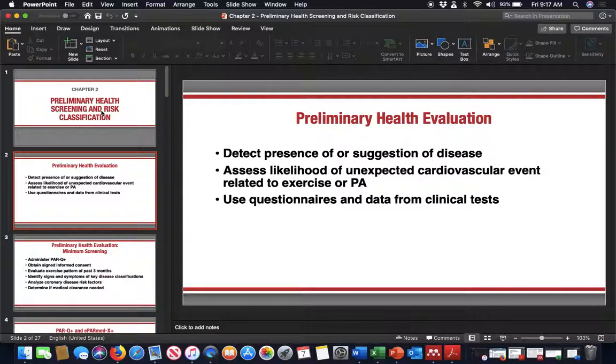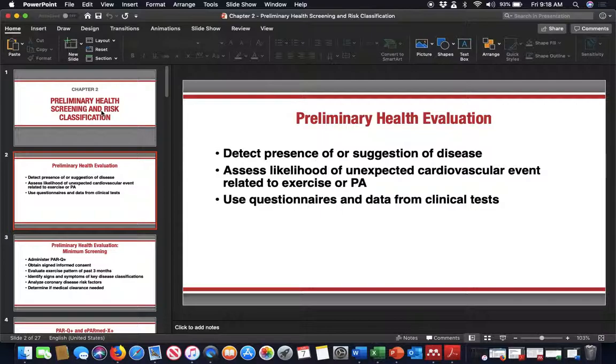Overall quality of health, but really, is there a presence? Are there any signs or symptoms related to a particular disease? Is there anything that you can uncover, almost detective wise, for, like it says there, likelihood of unexpected cardiovascular events that are related to exercise or physical activity? Because this is about the fitness component of it.